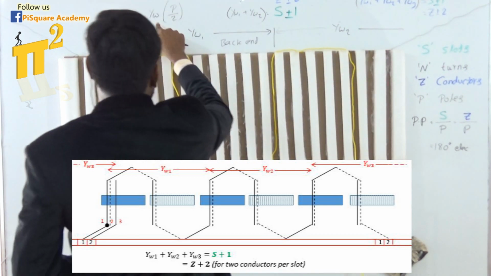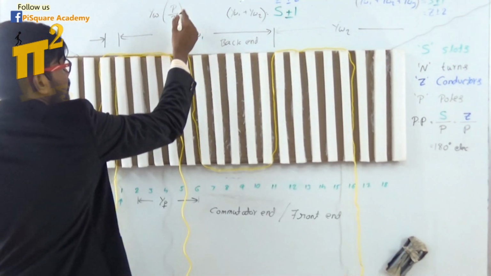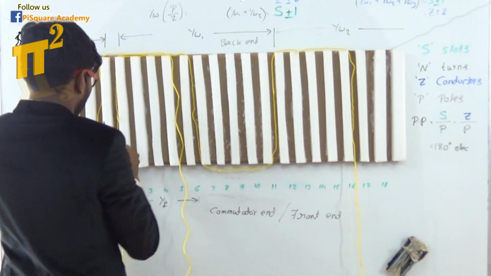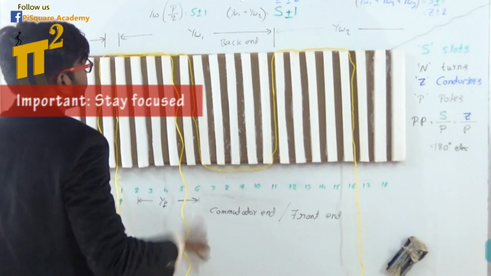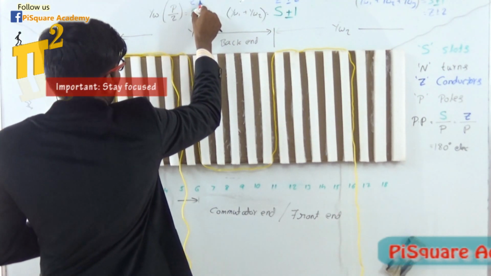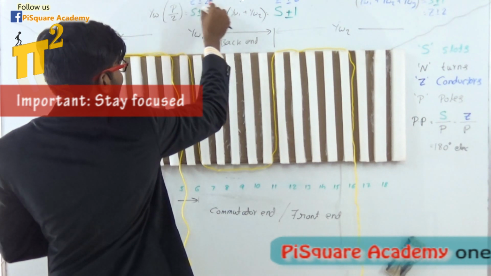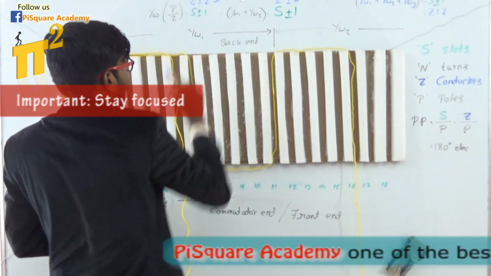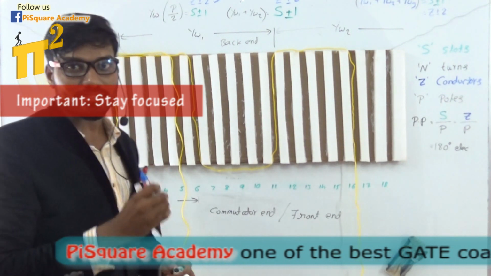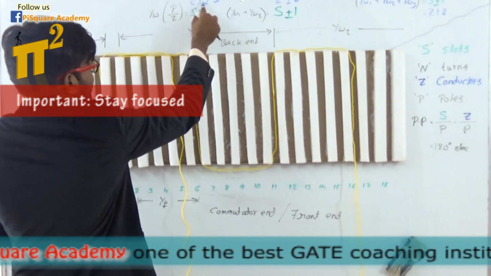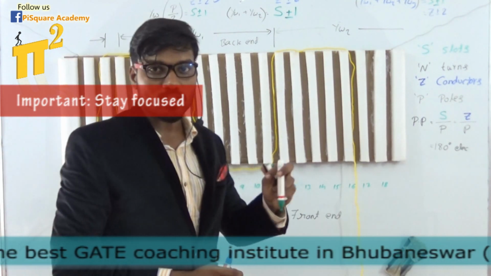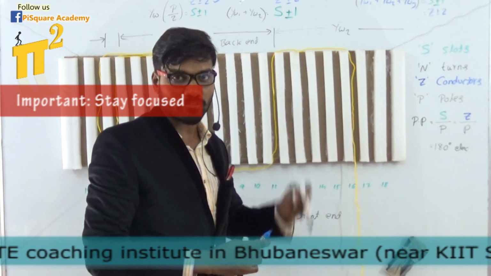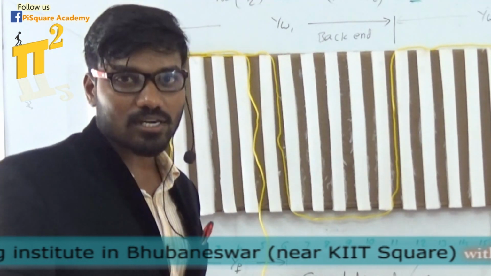So in general, I am writing YW into pairs of poles, which is equal to either S plus or minus 1 or Z plus or minus 2. This is valid only if the number of conductors in each slot is 2, because that is what we normally use. That's why I am specifying that only. I hope now you understand what is progressive and what is retrogressive in case of lap and wave.